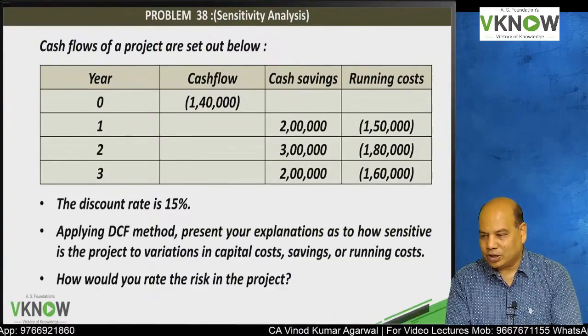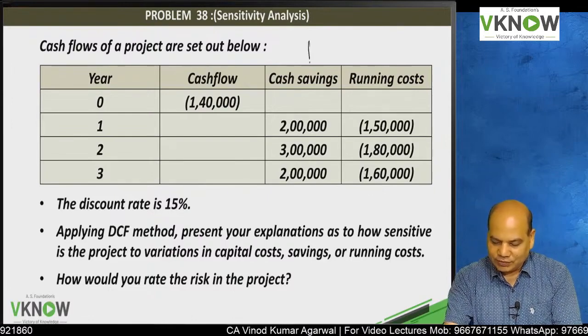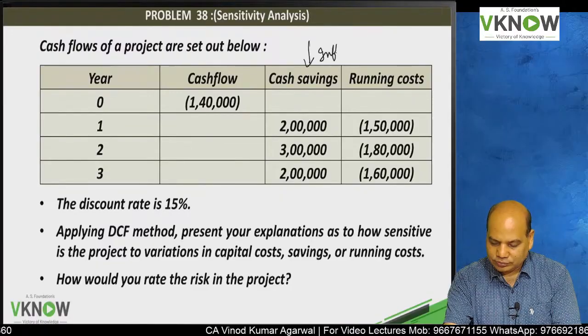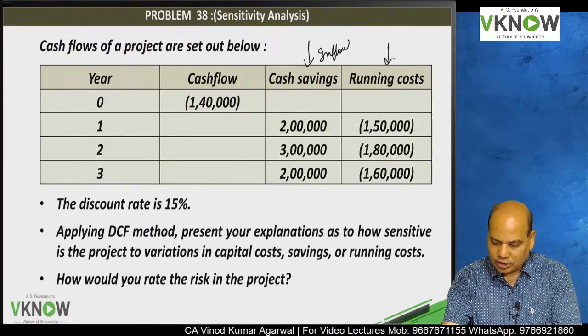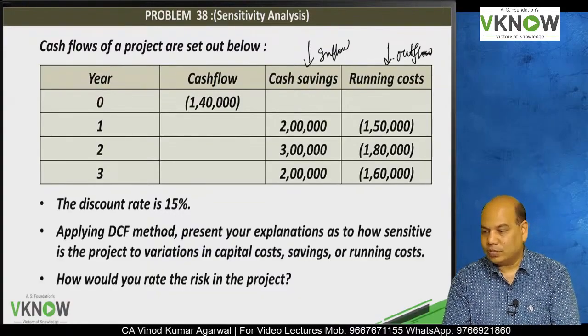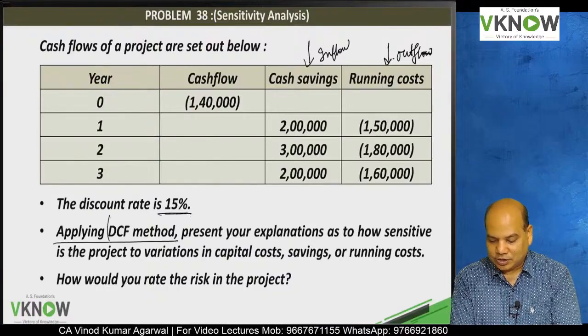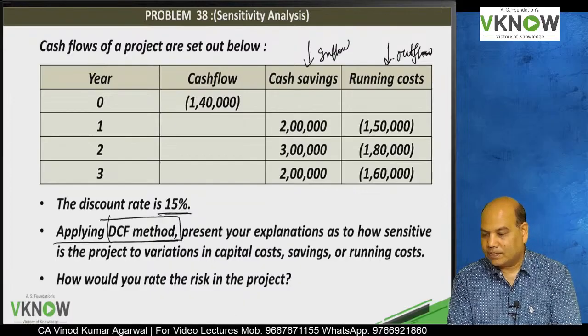Cash flow of a project year 0, 1,40,000. Cash saving is given, means inflow. Running cost means outflow, and they have written in bracket also for your benefit. The discount rate is 15%. Applying DCF method, discounted cash flow method.